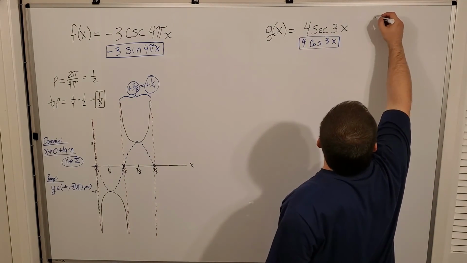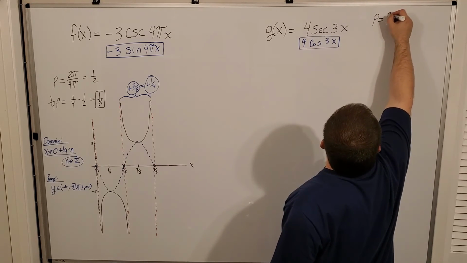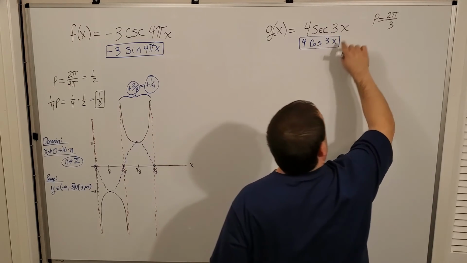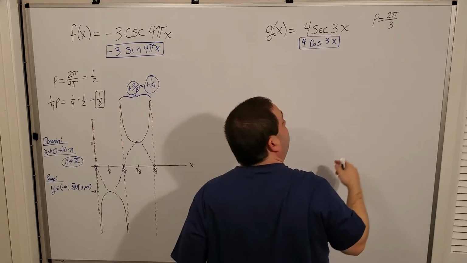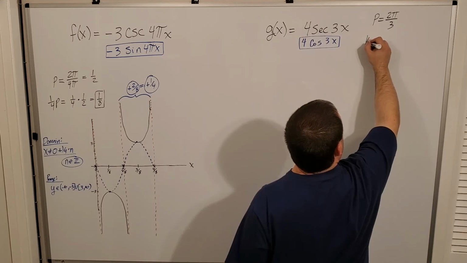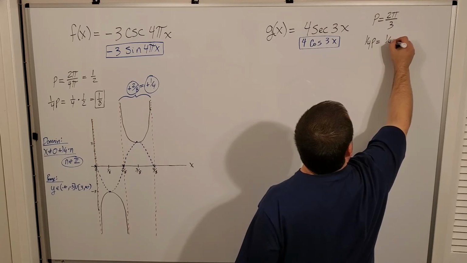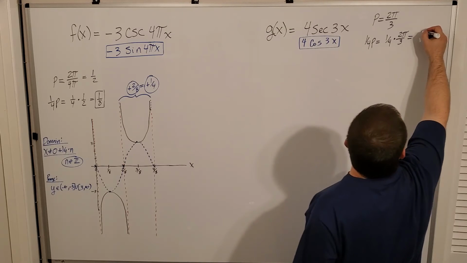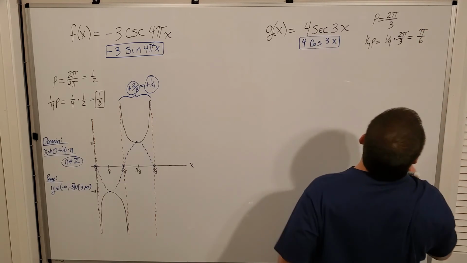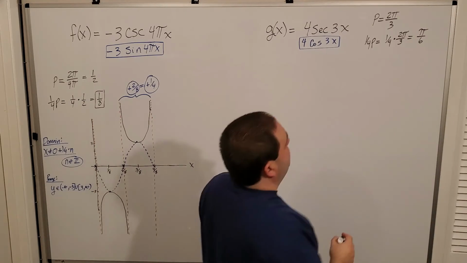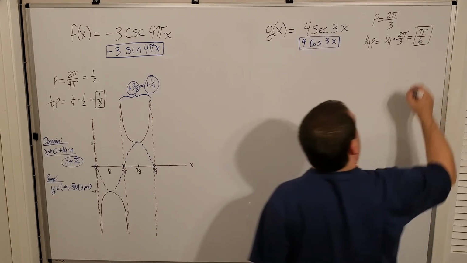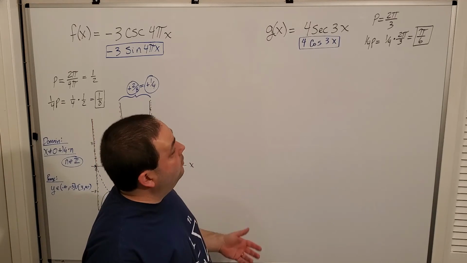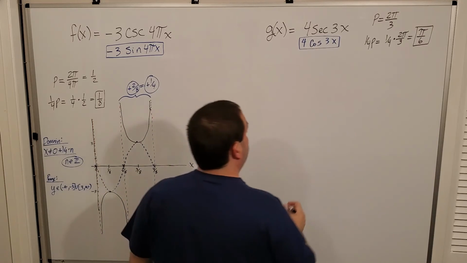So then what's the period here? Period is going to be 2 pi divided by 3, right? The number in front of the x, I mean, not the number in front of the whole thing. So then what's my quarter period? That's going to be 1/4 times 2 pi over 3, which is going to give me pi over 6. Okay, so that's my quarter period. That's what I'm going to be counting my quarters by. Again, it's not shifted left or right, or up or down for that matter. So I'm going to be starting at 0.